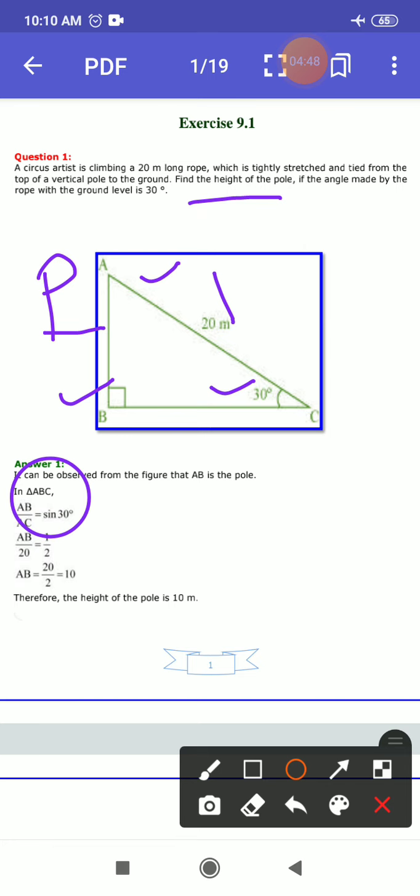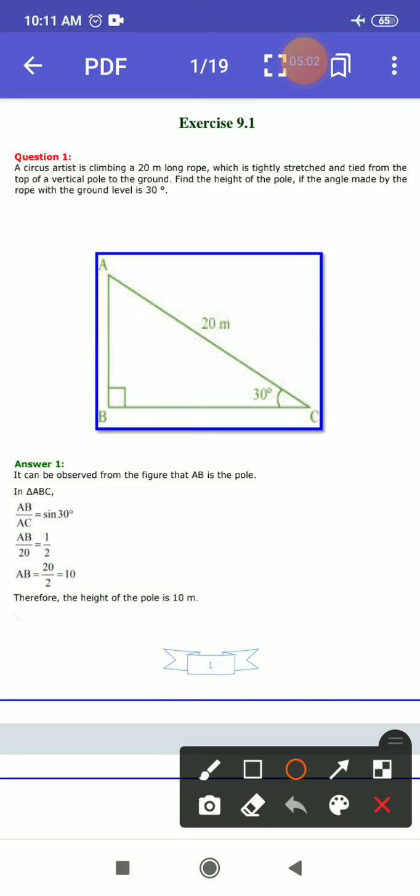In place of theta you have 30, so we have to put sin 30 is equal to perpendicular upon hypotenuse. What is your perpendicular? Perpendicular is AB, so AB upon hypotenuse AC is equal to sin 30. The value of sin 30 is 1 upon 2, equal to AB upon AC, where the value of AC is 20. Then you have to solve this with the help of calculation.